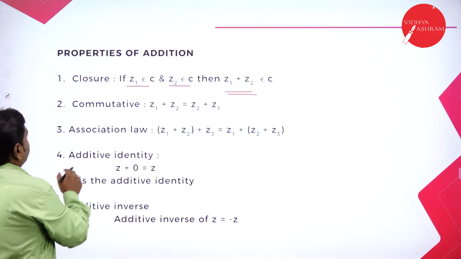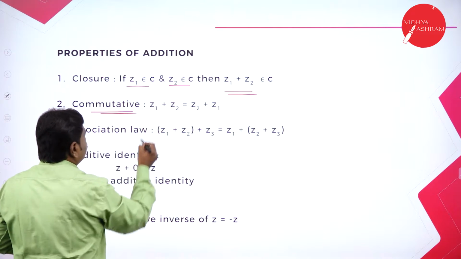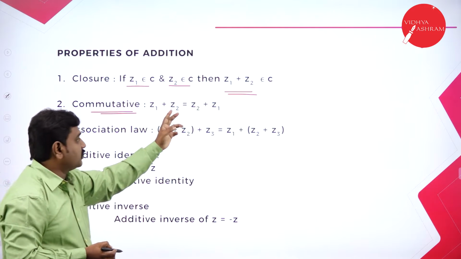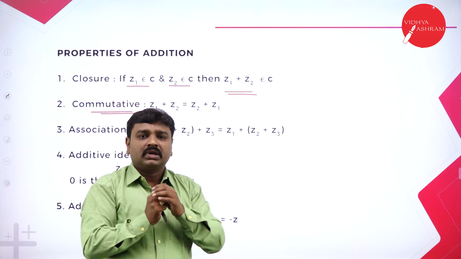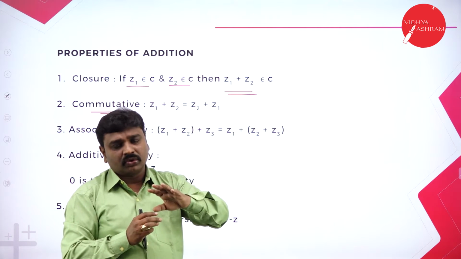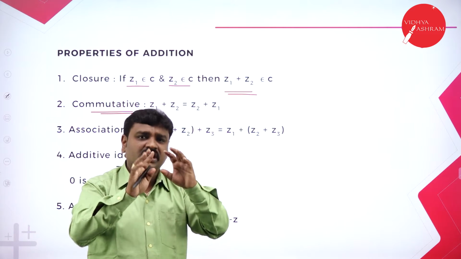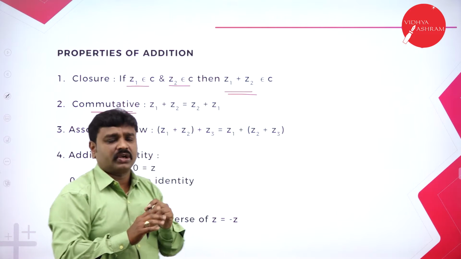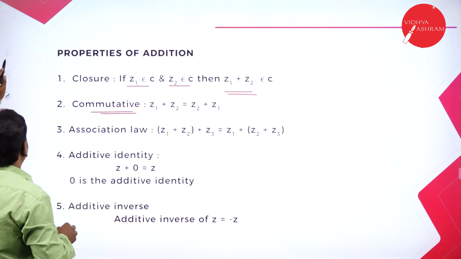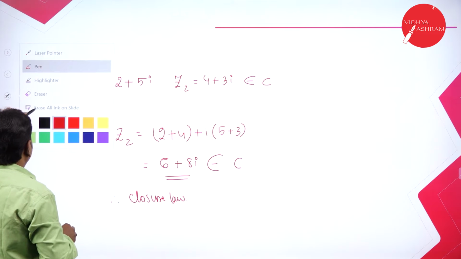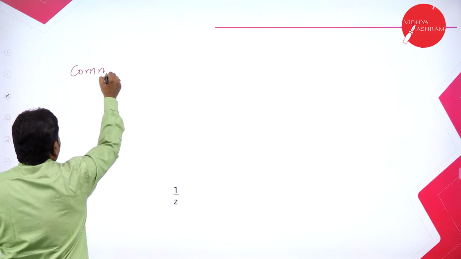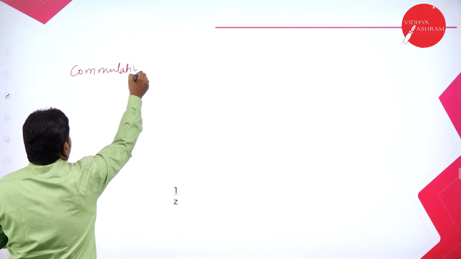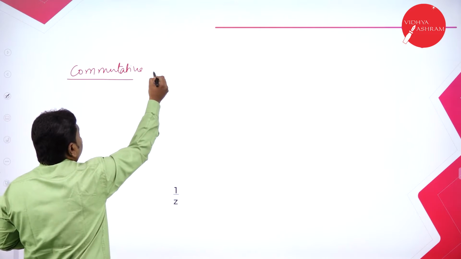Now the second one, commutative law. Commutative means z1 plus z2 is the same as z2 plus z1. However you add, both are the same. You do z1 plus z2 or you do z2 plus z1, the final answer will be the same. That we say commutative law. So addition is also commutative. So now I need to prove commutative. What is meant by commutative? z1 plus z2 should be the same as z2 plus z1.